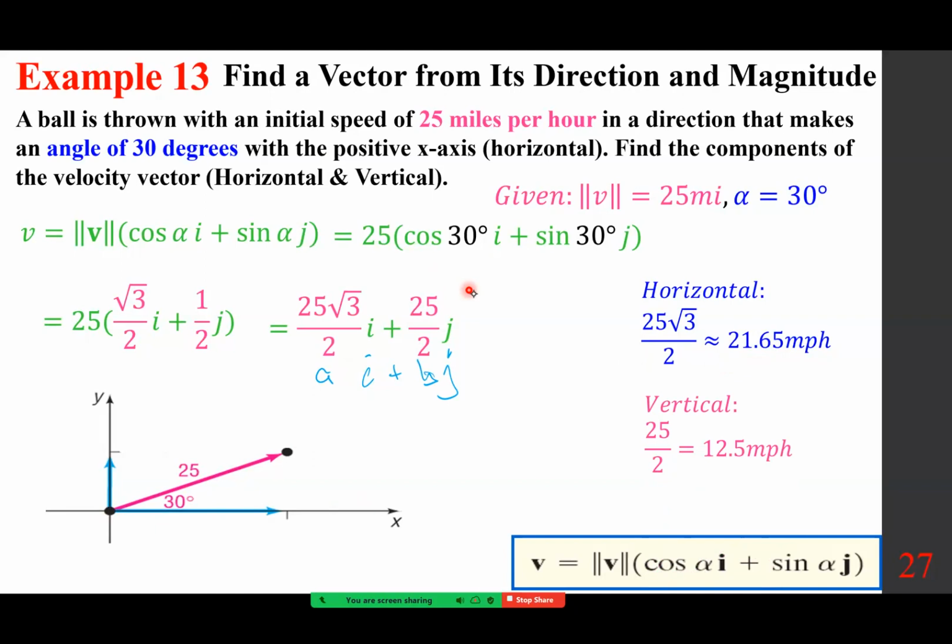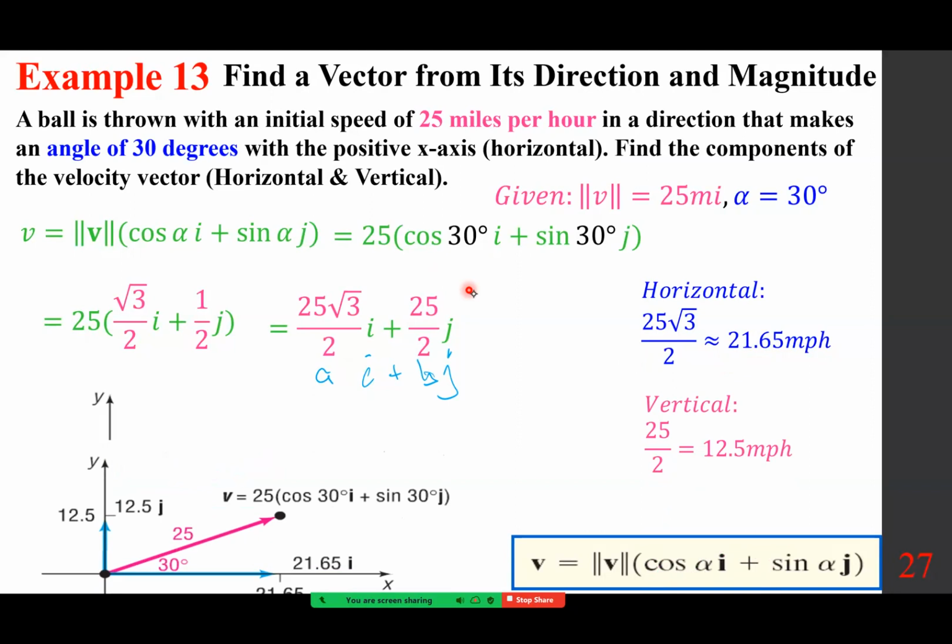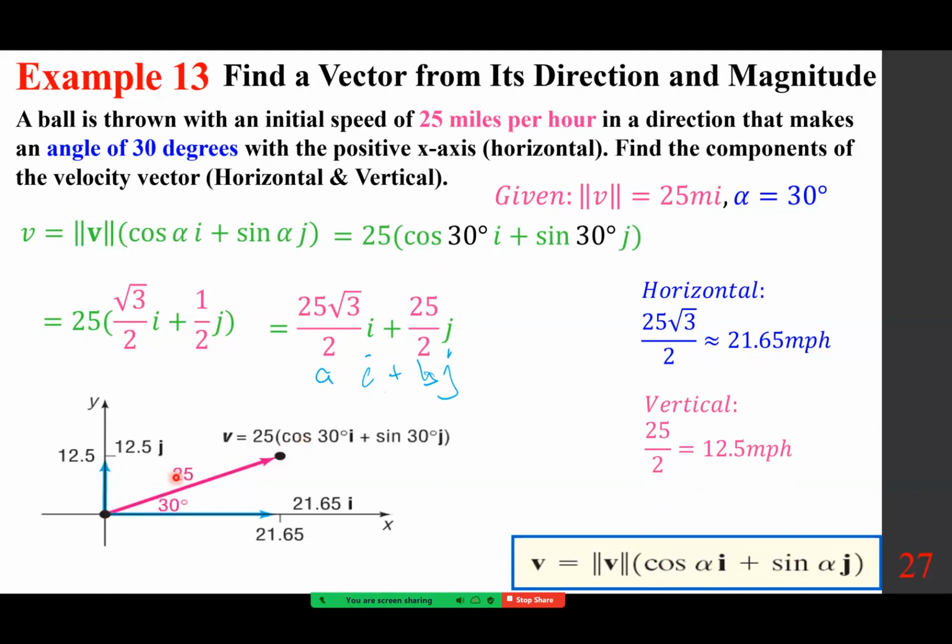So it looks like this now. Here's the new one. If we are doing 25 miles per hour in this direction of 30 degrees, the horizontal component is 21.65 i, and this one is 12.5 j. So those are the components, everybody, a and b.